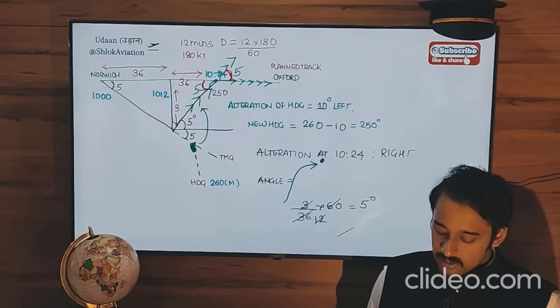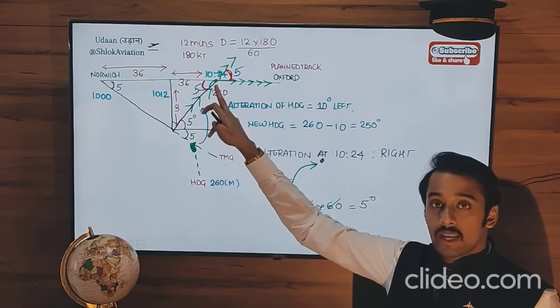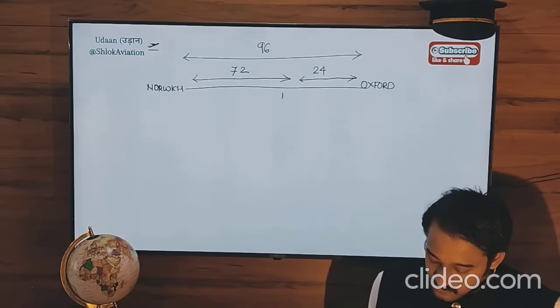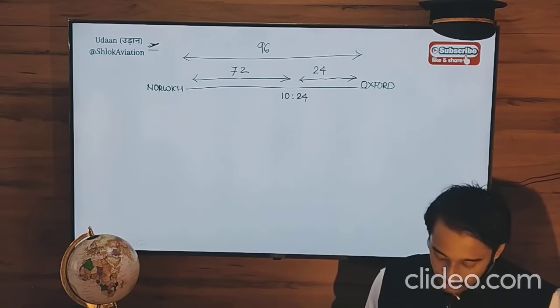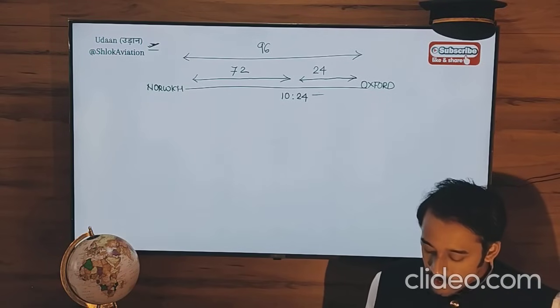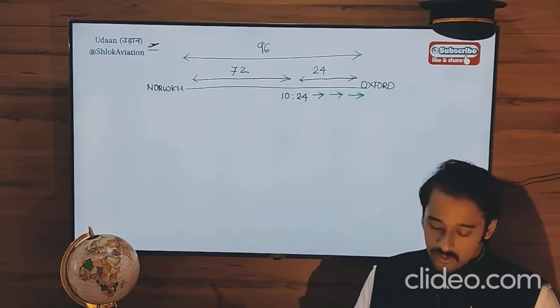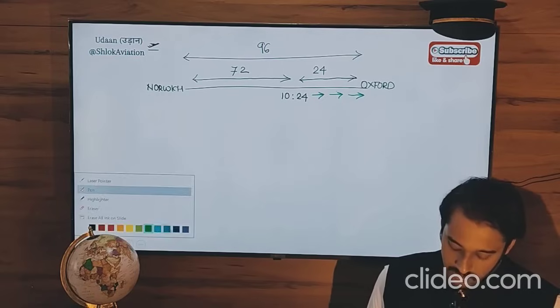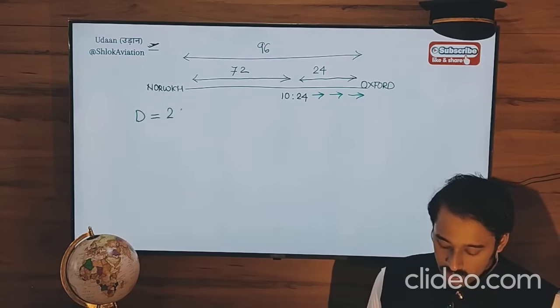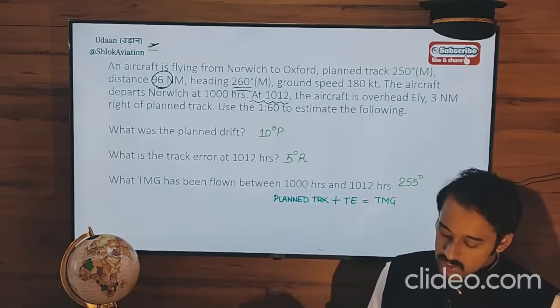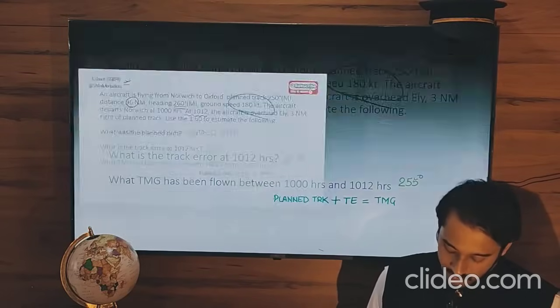And the last point was achieved at time 1024. So now from 10:24 onwards, we are flying towards Oxford. So we have to calculate the time of arrival at Oxford. We have the distance 24, we have the speed 180, right?